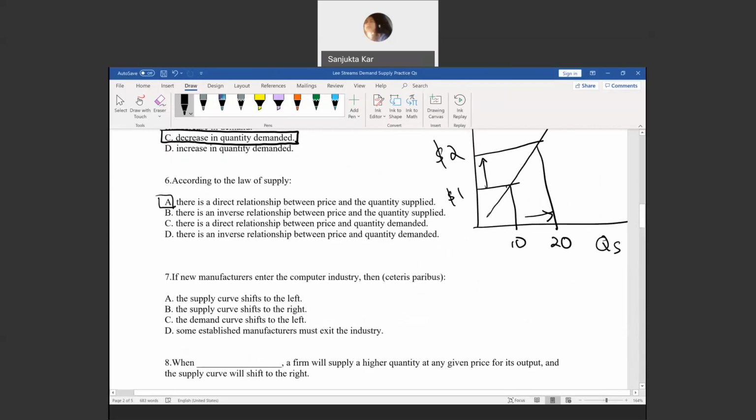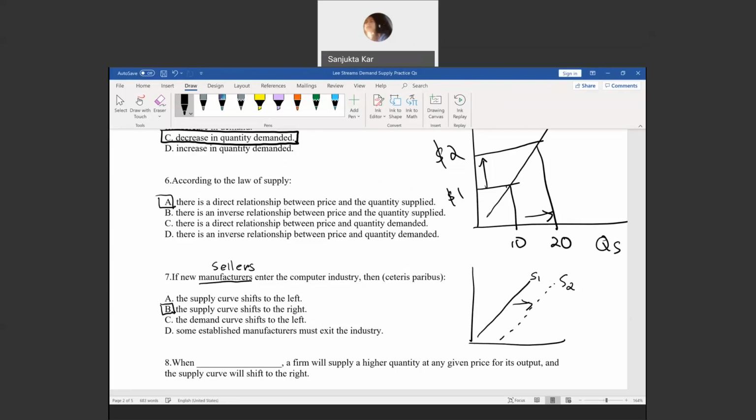All right, question 7. Here we are looking at a determinant of either demand or supply. If new manufacturers enter the computer industry, we are talking about sellers. When we talk about sellers, that means we are looking at the supply curve. So this is my initial supply curve here. With more sellers entering the market, the supply curve is going to shift to the right.